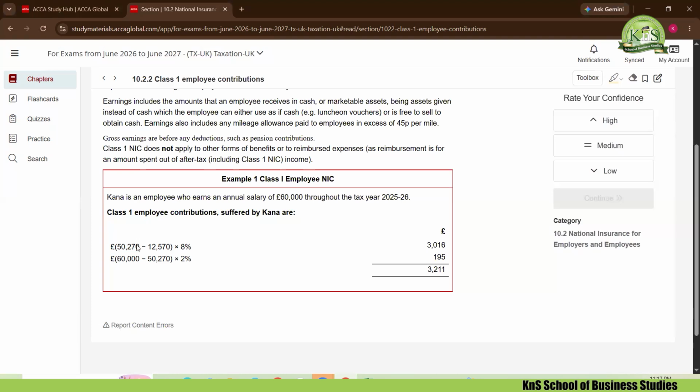Then you will obviously take the additional one. It will be contributed on 8%, and if anything is more than 50,270, it will be contributed on 2%. This is the simplest calculation ever.